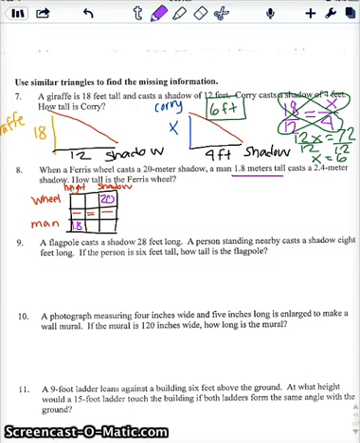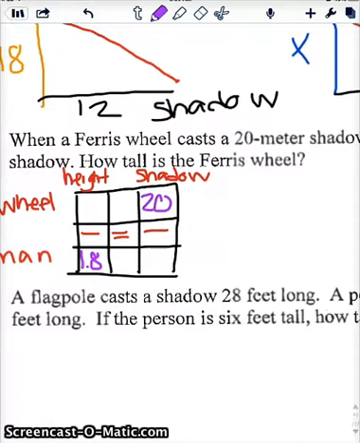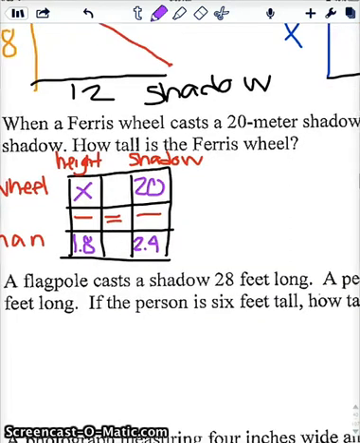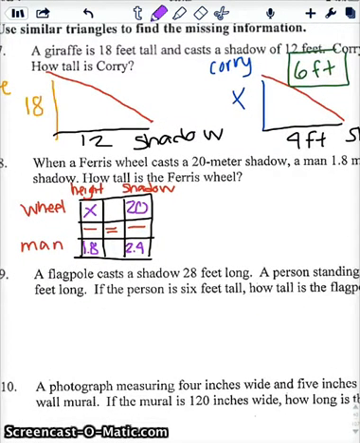The next thing I'm going to fill in is he casts a 2.4 meter shadow. So under man and shadow, I'm going to label it 2.4. How tall is the Ferris wheel? So we do not know the Ferris wheel's height, and that gives me the last bit of my proportion. In order to see the proportion better, I'm going to write it off to the side. X over 1.8 equals 20 over 2.4.